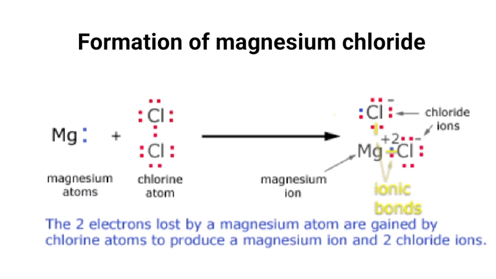Now let us see in case of magnesium chloride. Magnesium has two valence electrons. Chlorine has 7 electrons, it needs one more electron. Therefore, two chlorine atoms combine with magnesium. Both the two valence electrons of magnesium are accepted by a chlorine atom each. That is why we get magnesium chloride in the form of MgCl2.